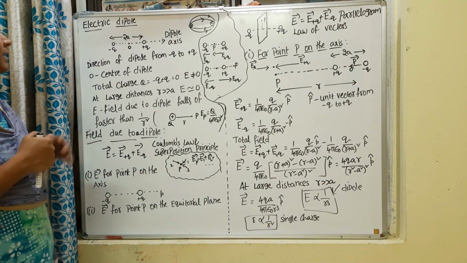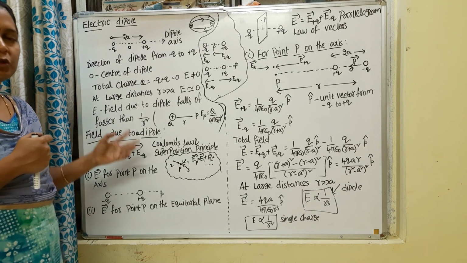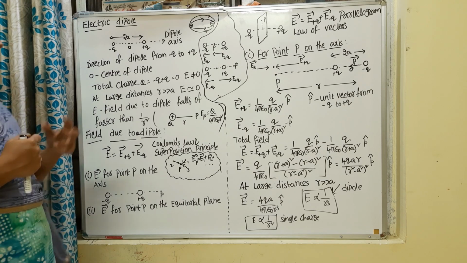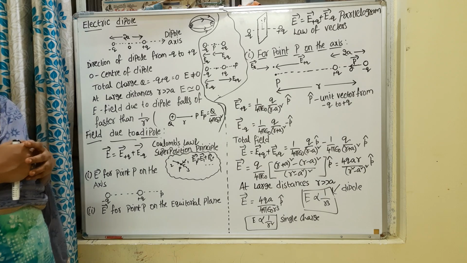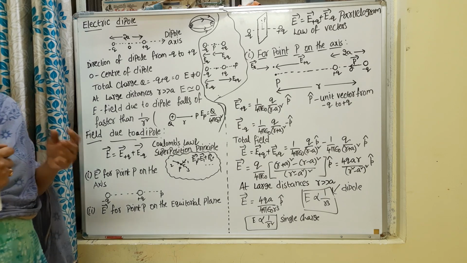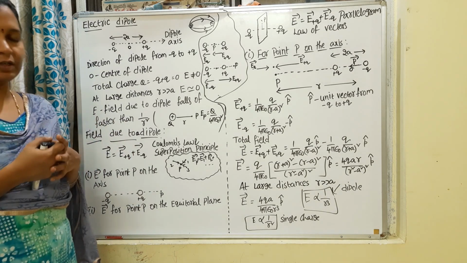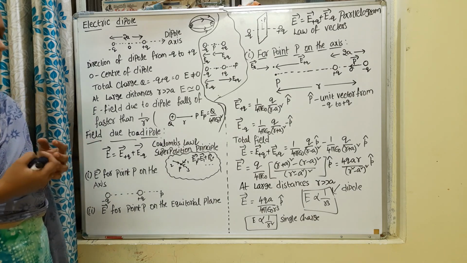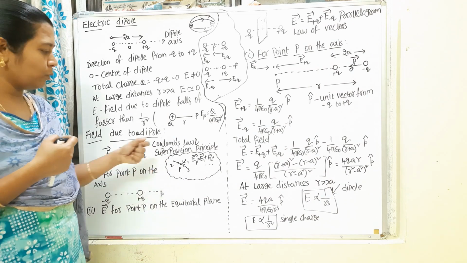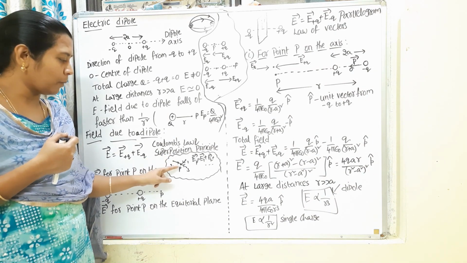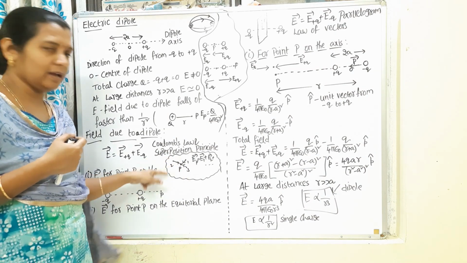To calculate the electric field due to a dipole, we have a pair of charges separated by some distance. Here we have to use the electric field due to a system of charges that we have discussed. If I have n number of charges, I want to calculate the electric field at point P due to these charges.